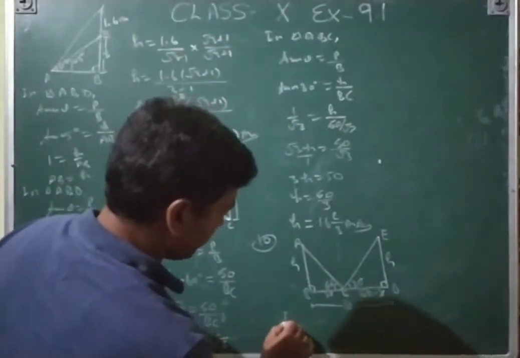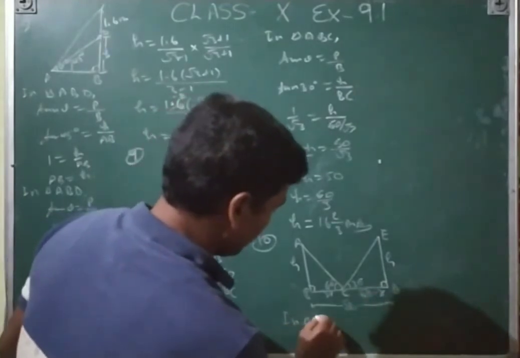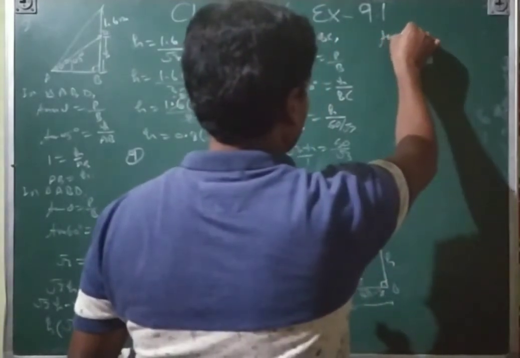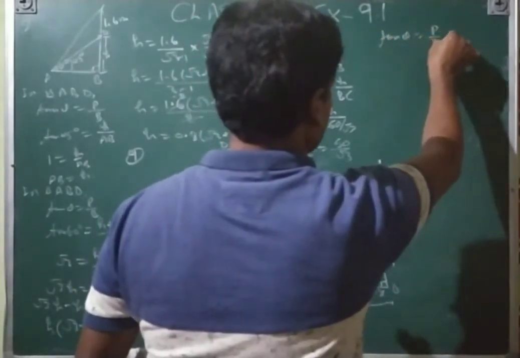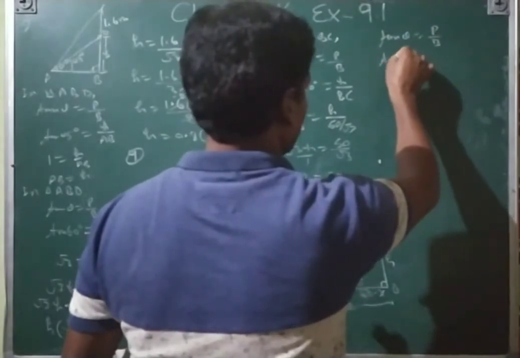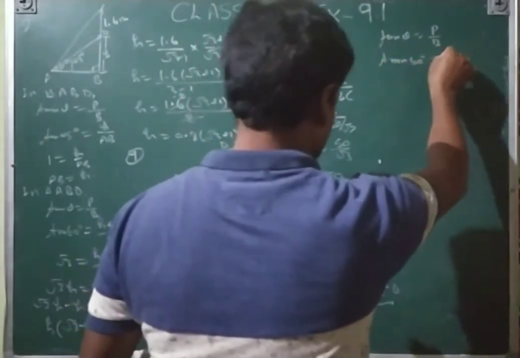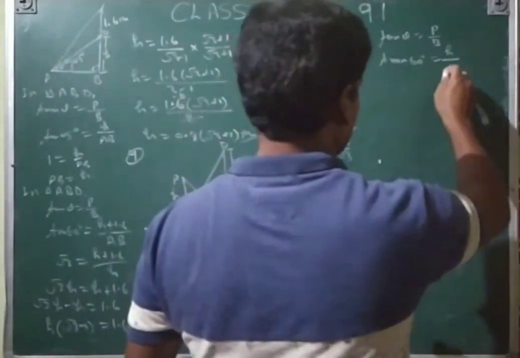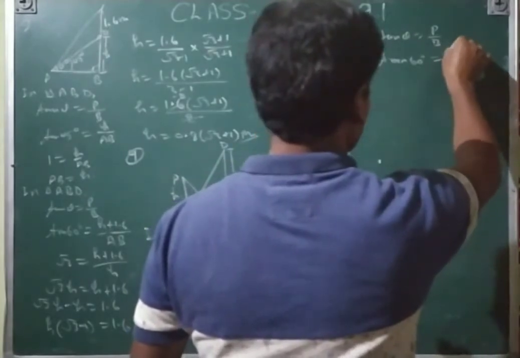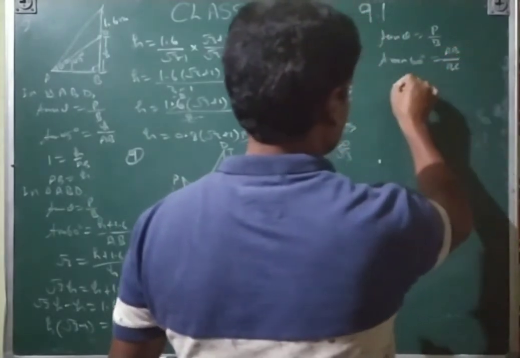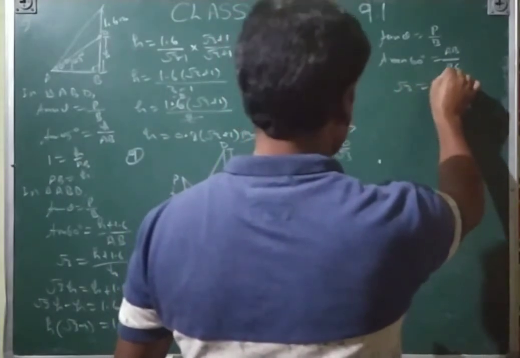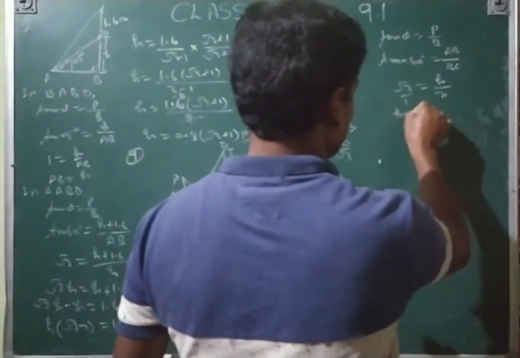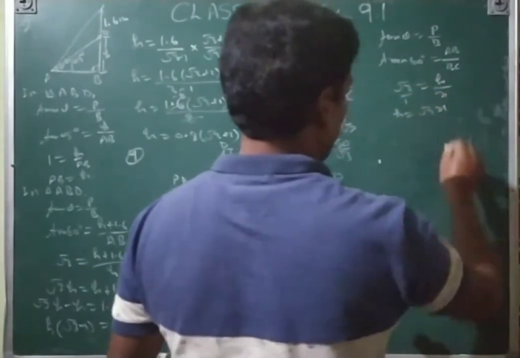Now in triangle ABC, tan theta is equal to perpendicular upon base. So tan 60 degrees is equal to perpendicular h upon base BC, that we can write as AB upon BC. Tan 60 value is root 3, and then h is AB and BC is x. So by cross multiply, h is equal to root 3 x.